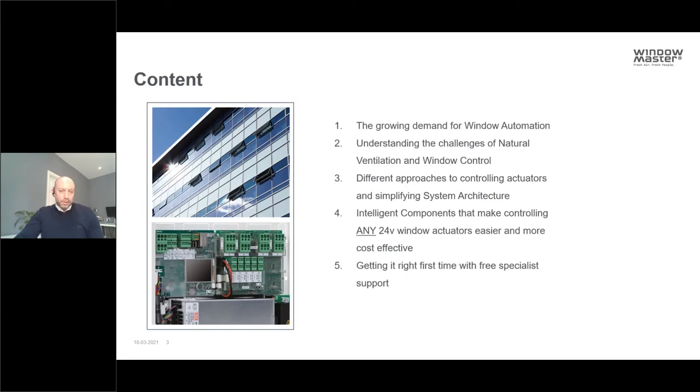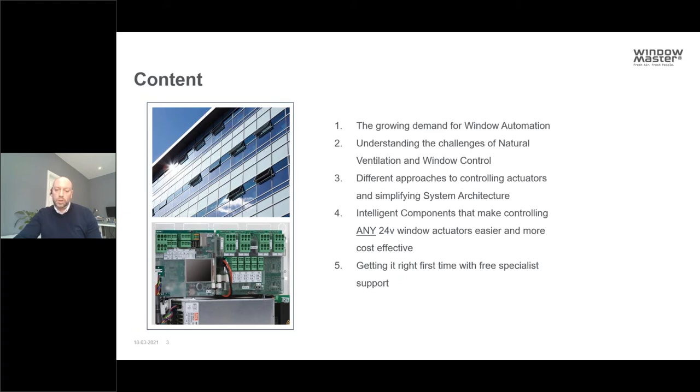So what are we going to talk about today? We're going to be talking about the latest intelligent components that make it easier for the BMS to take control of window automation, and ways of simplifying the system to make it easier to deliver, easier to achieve a high level of performance, and to do it more cost effectively.